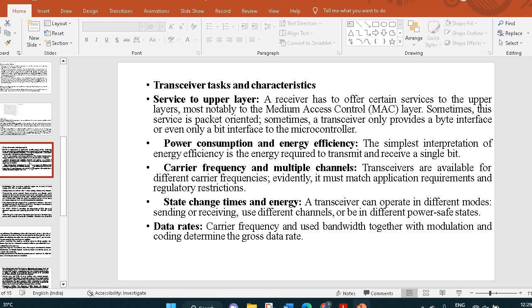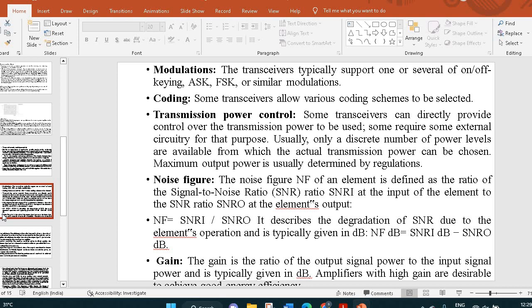State change times and energy. A transceiver can operate in different modes, sending or receiving, use different channels, or be in different passive states. Data rates. Carrier frequency and used bandwidth together with the modulation and coding determine the gross data rate. Modulation. The transceivers typically support one or several modulations: on-off keying, ASK, FSK or similar.